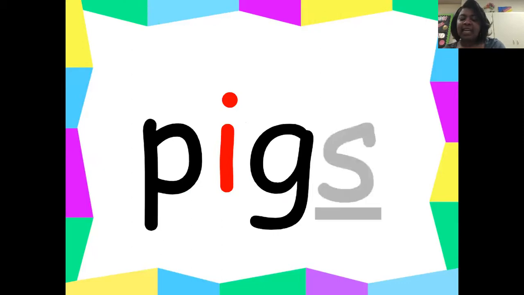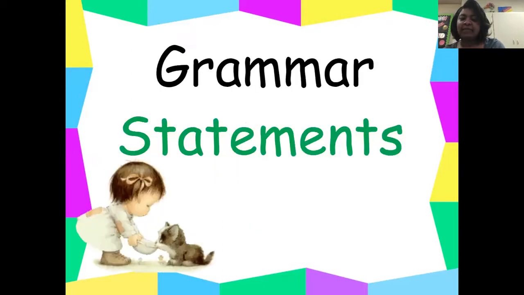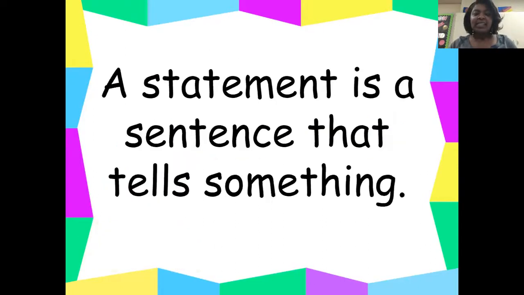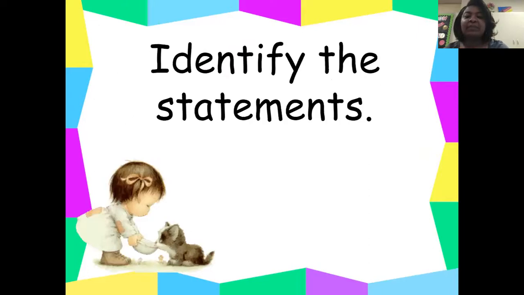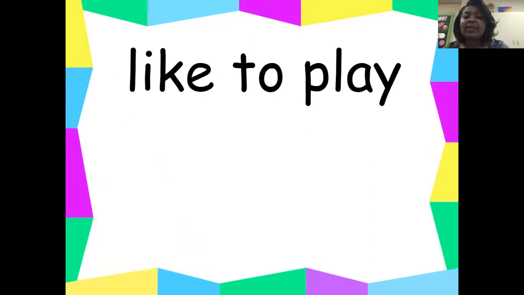Pig, add an S, pigs. All right, grammar, we're learning about statements. A statement is a sentence that tells us something. A statement begins with a capital letter and ends with a period. Let's identify the statements. Like to play.